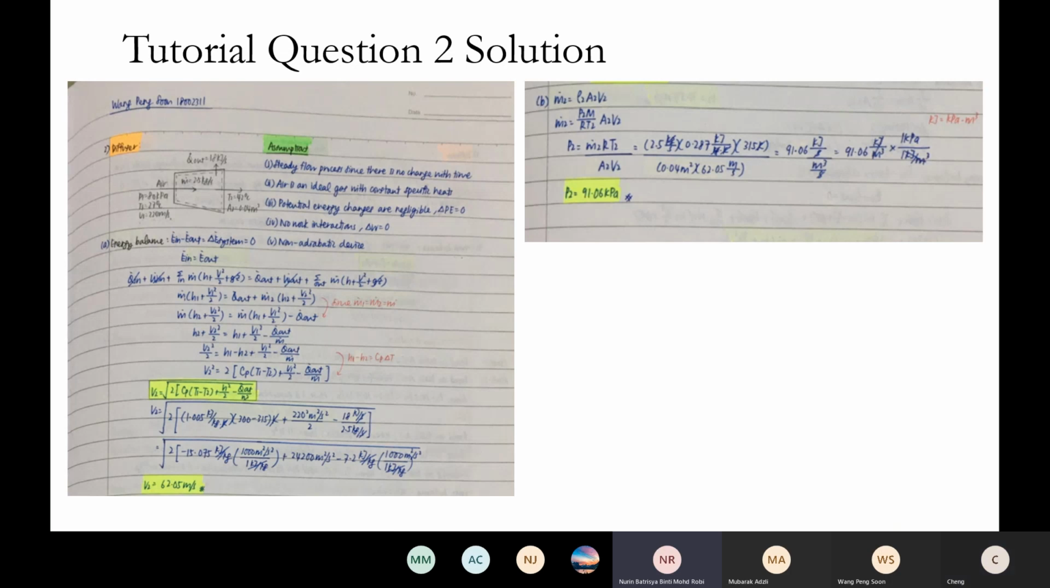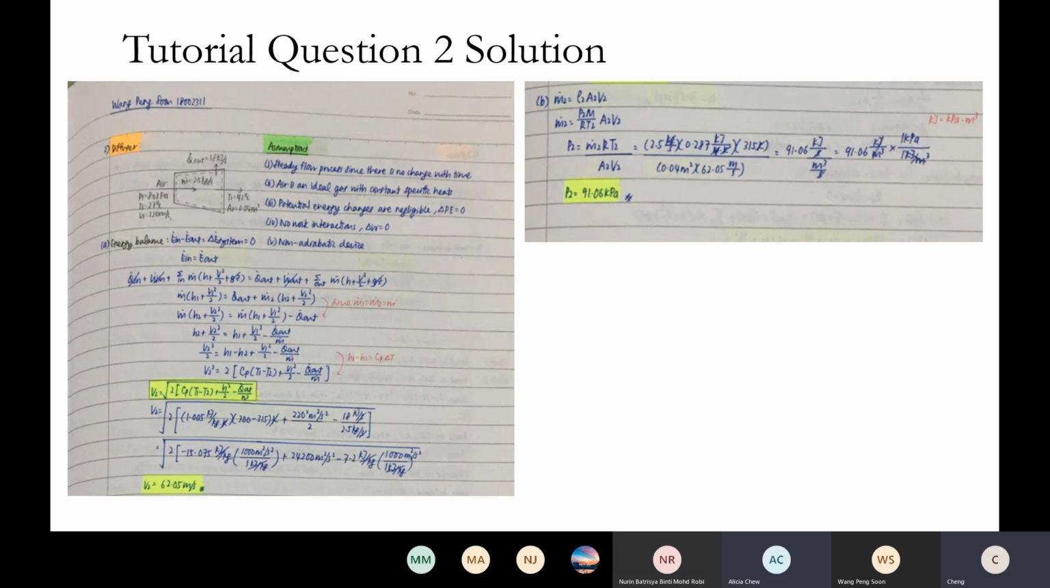As for the assumption part, there are some that are important to determine the calculations. The first one is that we assume it is a steady flow process since there is no change with time, and the air is an ideal gas with constant specific heat. We also assume that there is no work interaction as there is no external source of energy. And lastly, it is a non-adiabatic device.